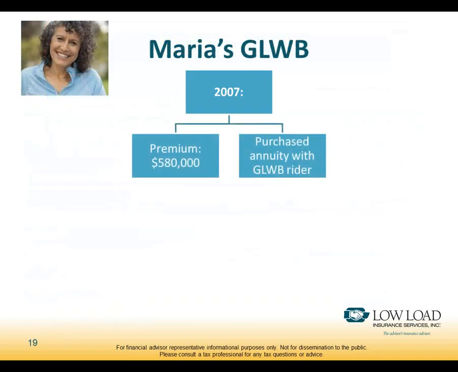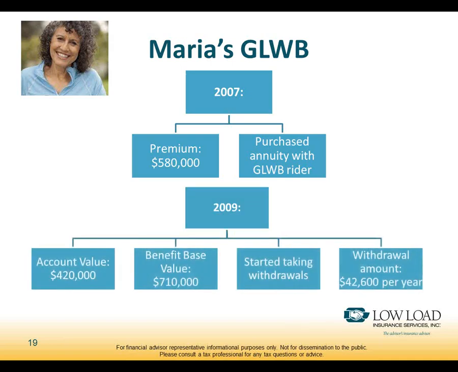So Maria, this is an actual client that has purchased an annuity through us. She purchased her annuity in 2007. What she actually did, she had an annuity that was much higher cost, and we do what we call an annuity rescue. We did a 1035 exchange from that annuity into a lower cost annuity. She had approximately $580,000 in her annuity when we moved it over in 2007. And she was concerned about needing income in the future, so she added on the GLWB rider to the annuity.